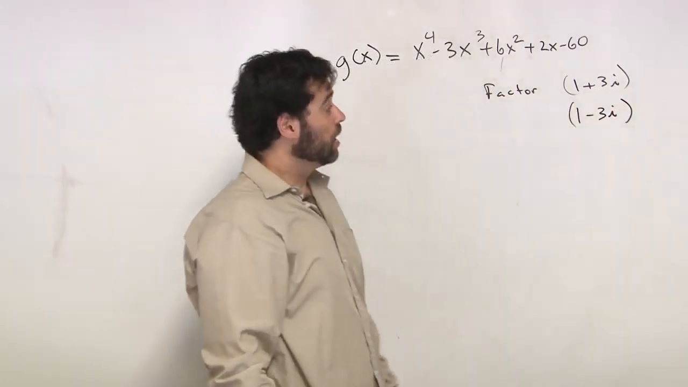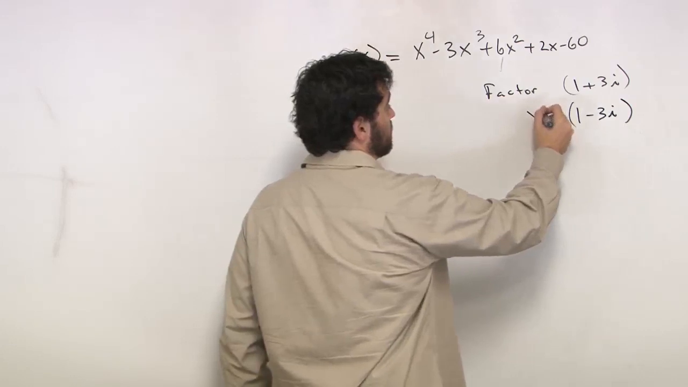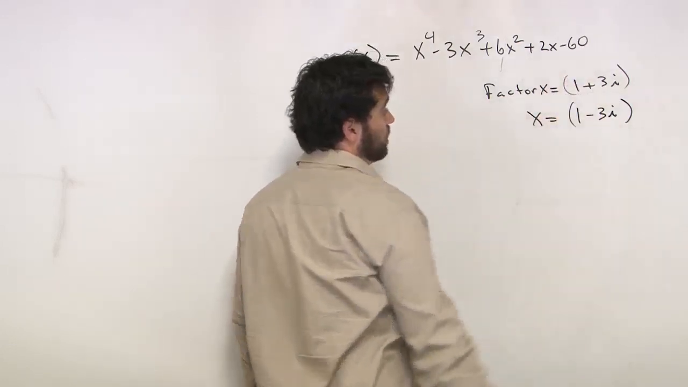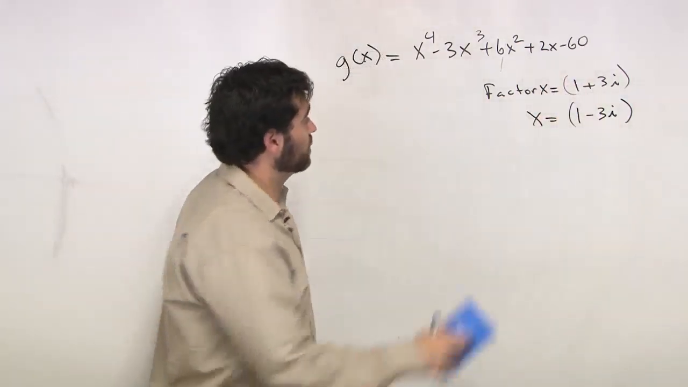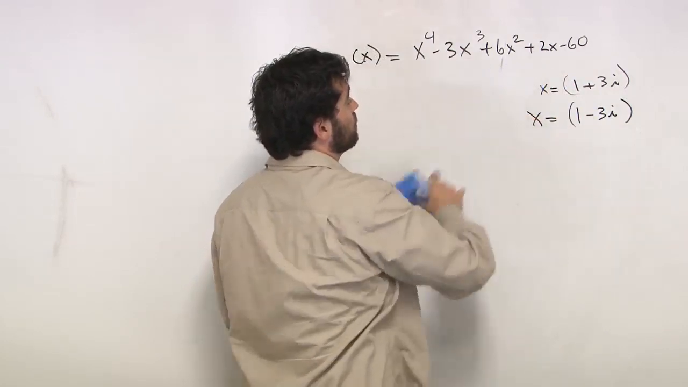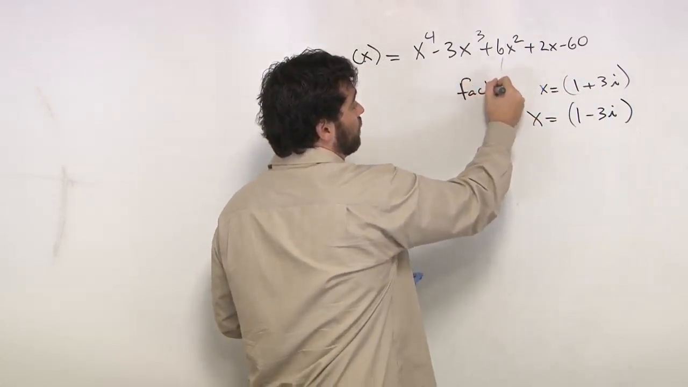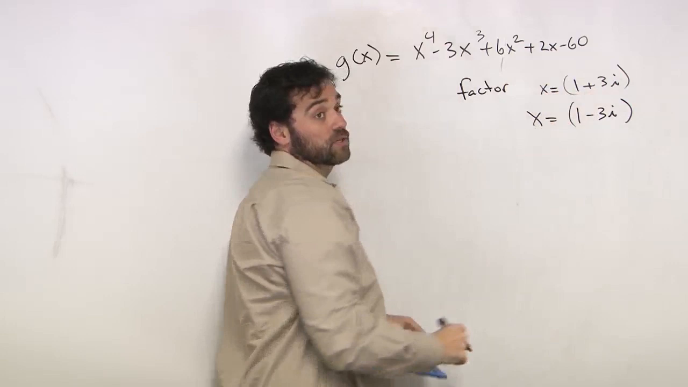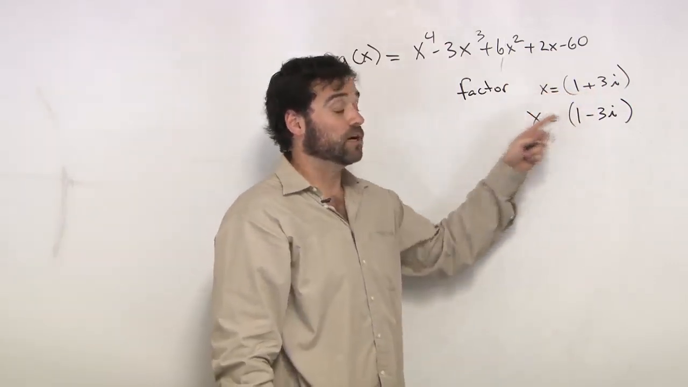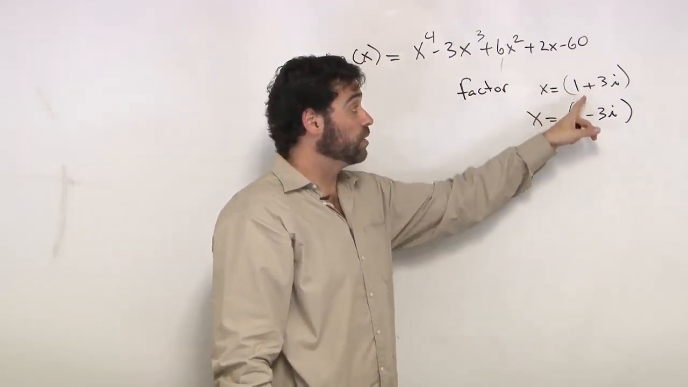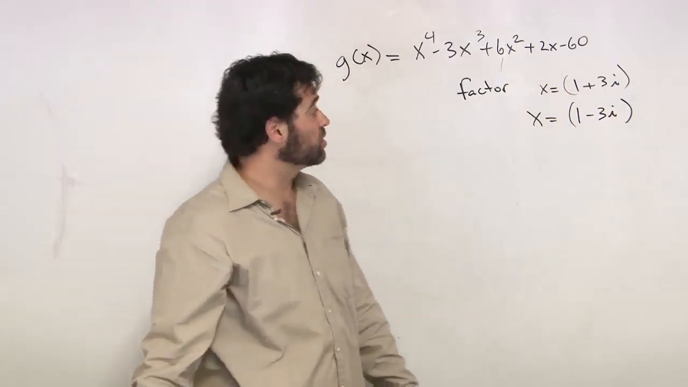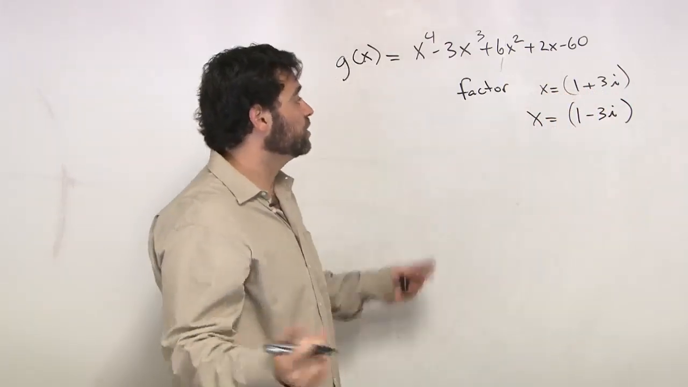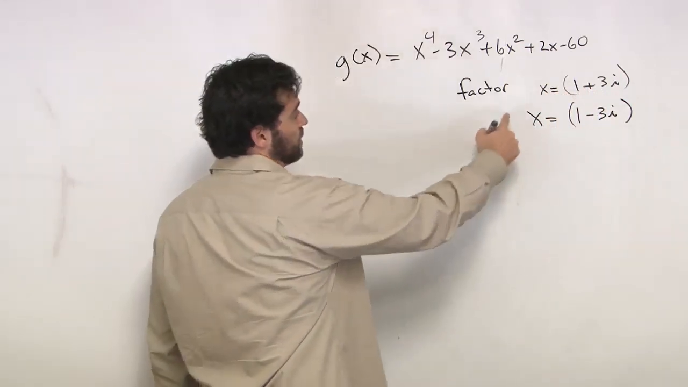Okay? So I know here are my x's. These happen to be x's. Those are factors. Given this is our factor, since we just discussed that they occur in complex conjugate form, 1 minus 3i is also a factor. So what does that tell us?